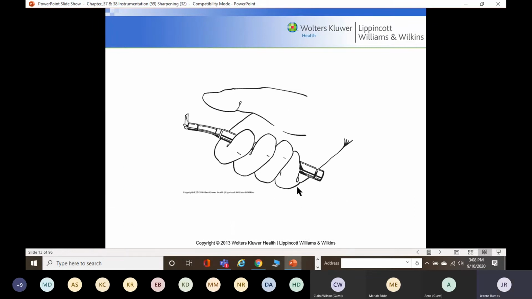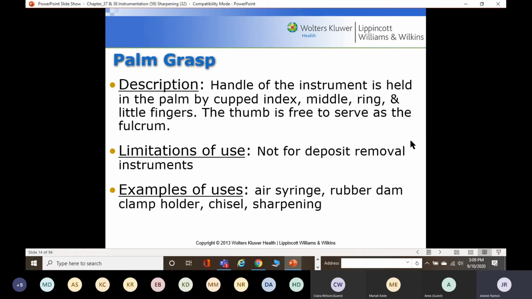This is a palm grasp. A lot of times they'll say if you can use your mirror handle in a palm grasp, it will pull the cheek back and keep it there instead of using your fingers. It's better for your carpal tunnel and all of that. It's just really, really hard to do. Most of us don't use a palm grasp when we are using our mirror, but it's a good thing to do.